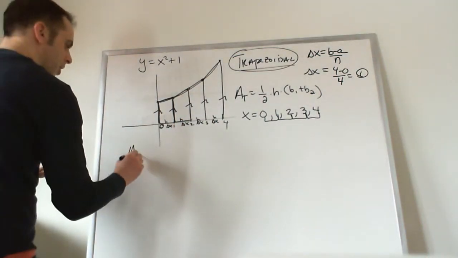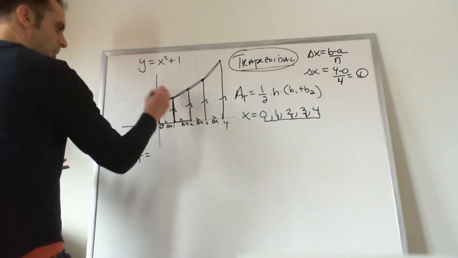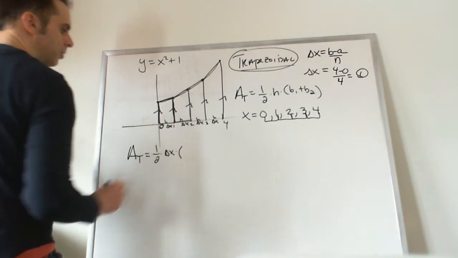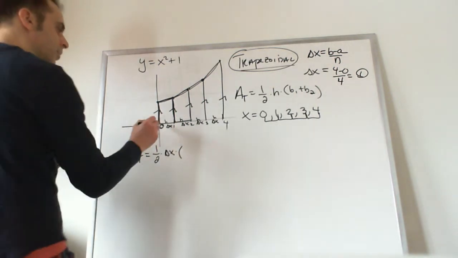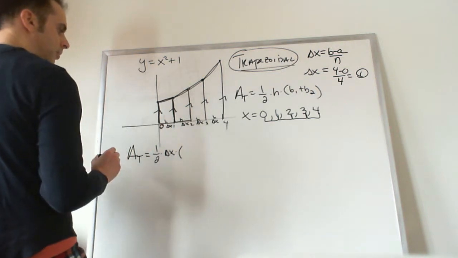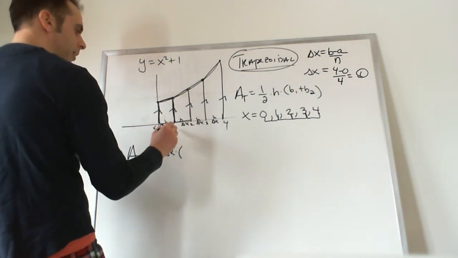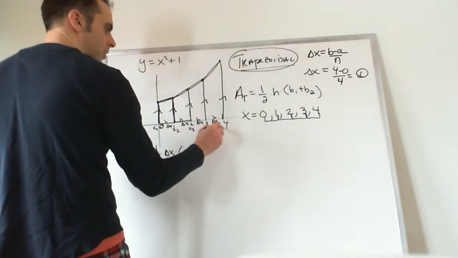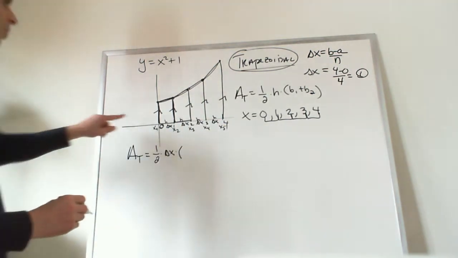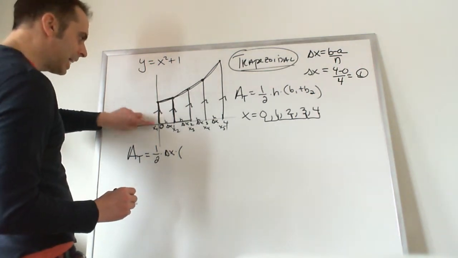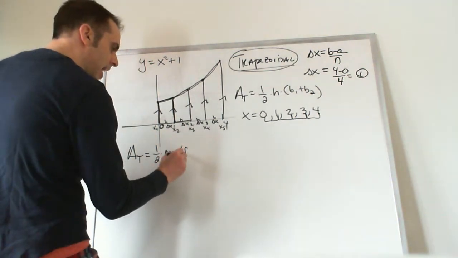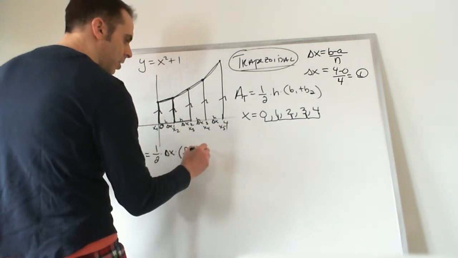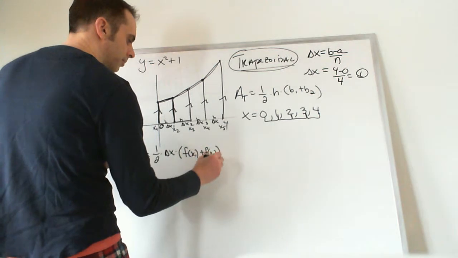So far for the trapezoidal rule, what we have here in this trapezoid, we have 1/2 times delta x times, this right here is my first x value. I can call that x sub 1, this being x sub 2, x sub 3, x sub 4, and x sub 5. So my first x value, the height of this side, is f of x sub 1, plus the height of this side would be f of x sub 2.